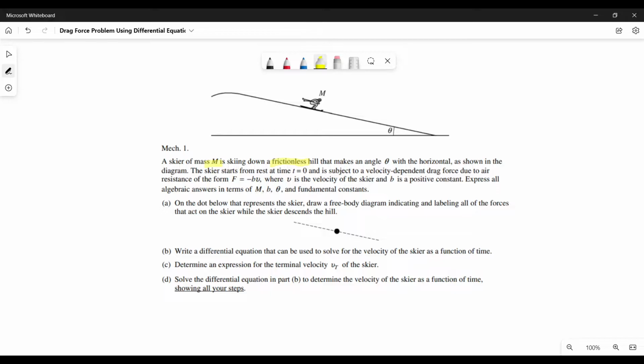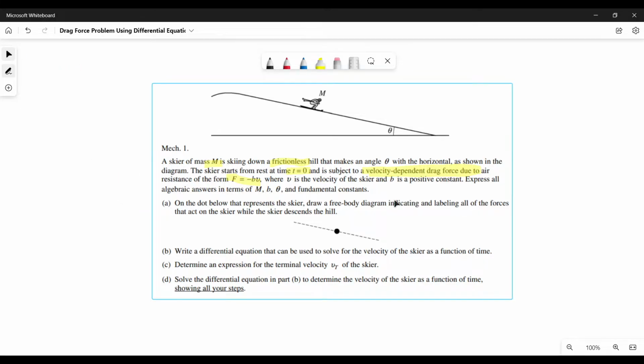So we start from t equals 0, and it's subject to a velocity-dependent drag force. So this is very important here. The air resistance, of course, is represented by negative bv, where v is the velocity and b is some constant. So let's go and look at question 8 here.